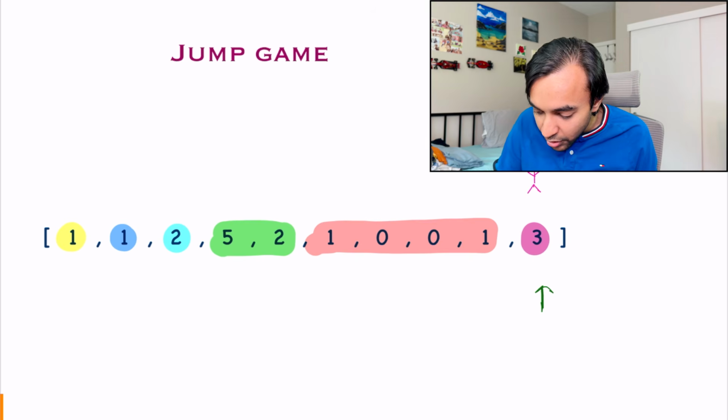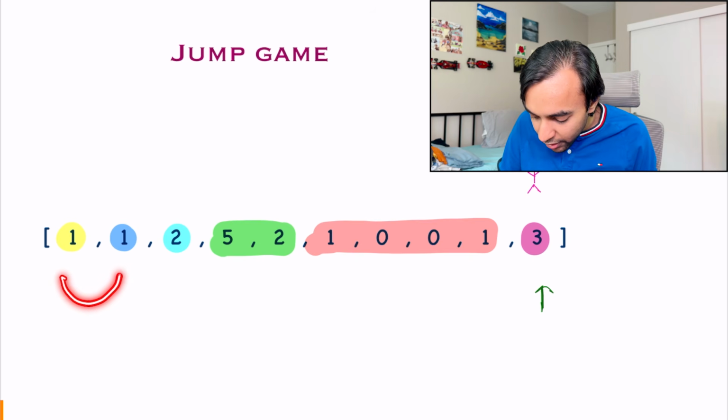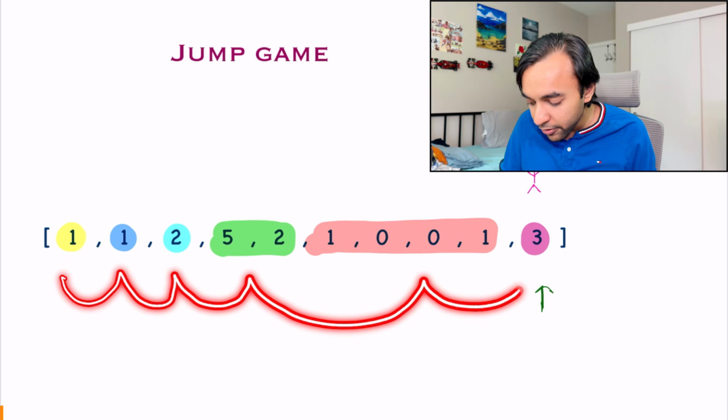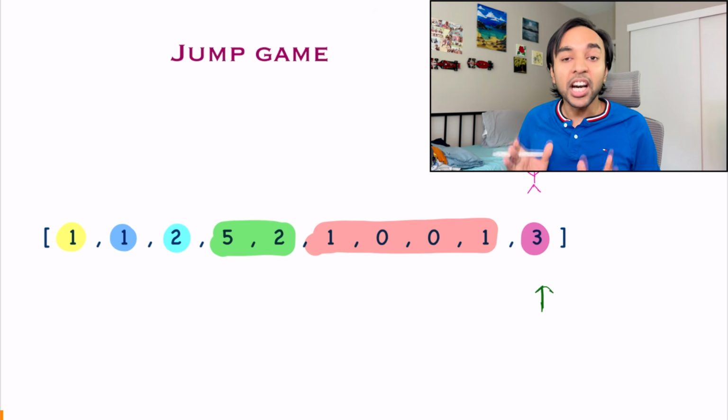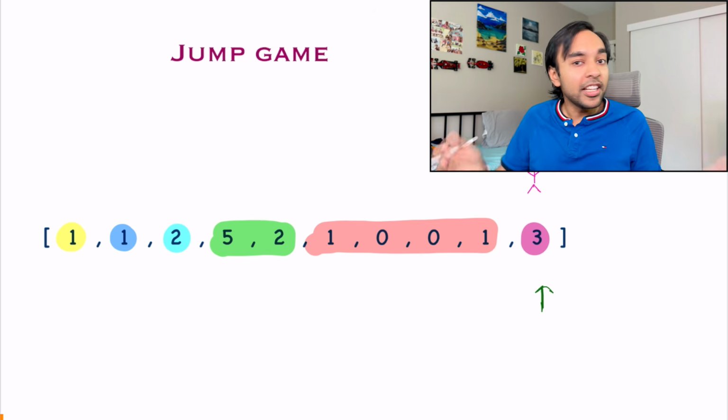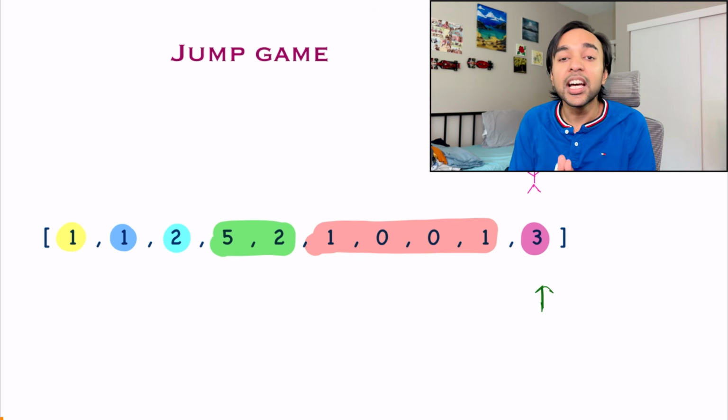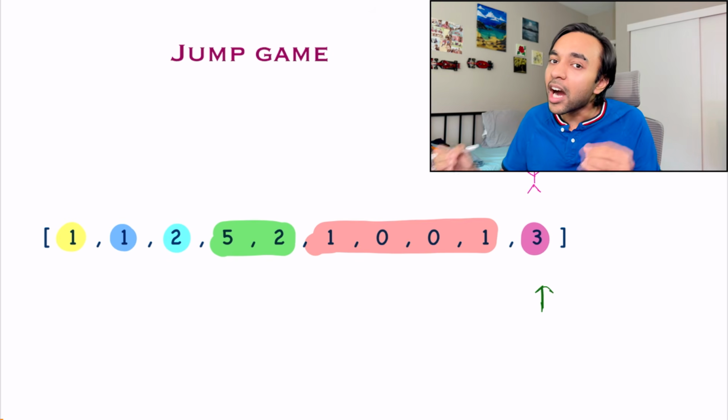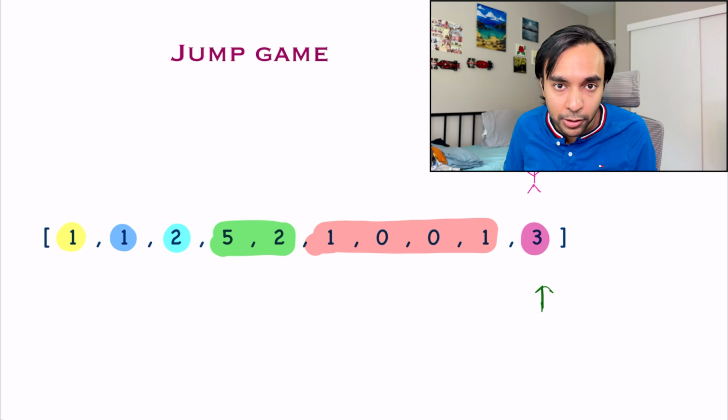So how many jumps did you take? You took a total of 1, 2, 3, 4, and then a 5. The minimum required jumps are 5. So once again, your greedy criteria defines how you will approach the problem and how you can arrive at the most efficient solution.